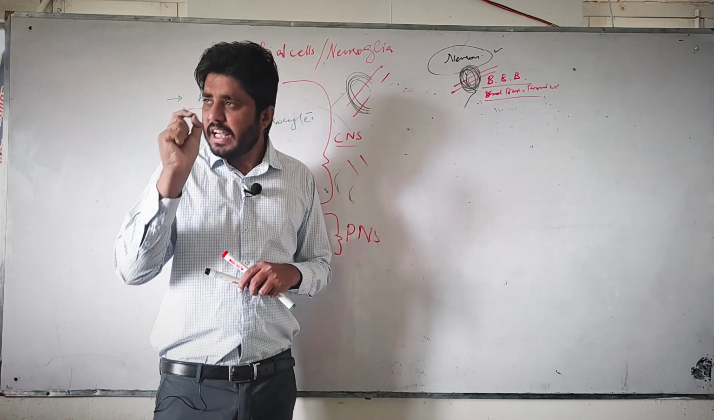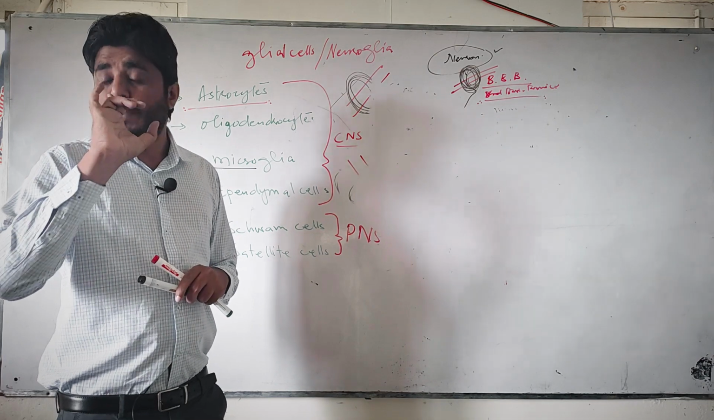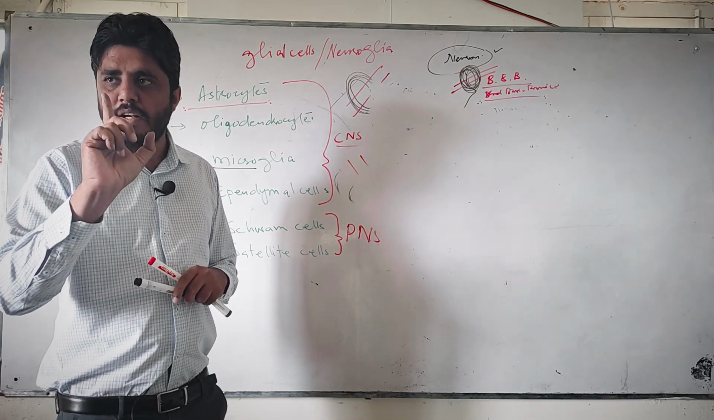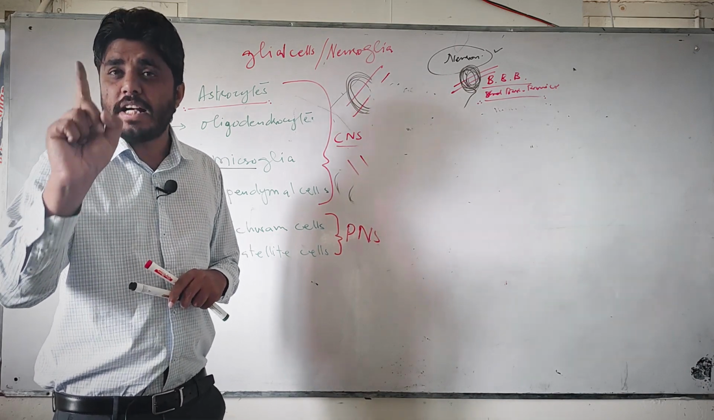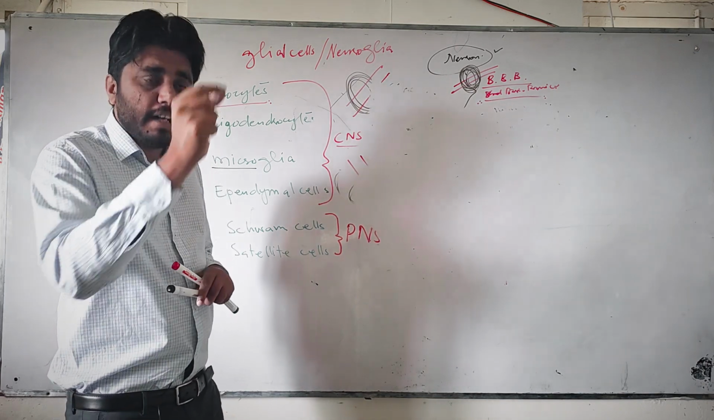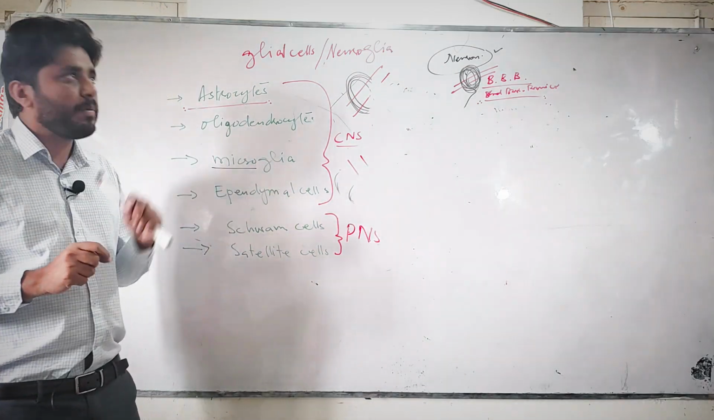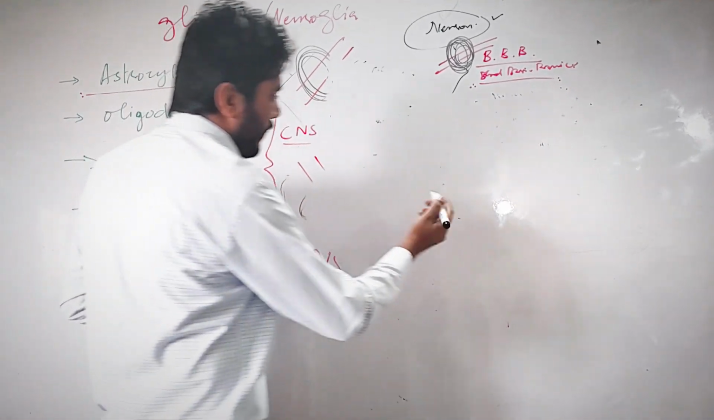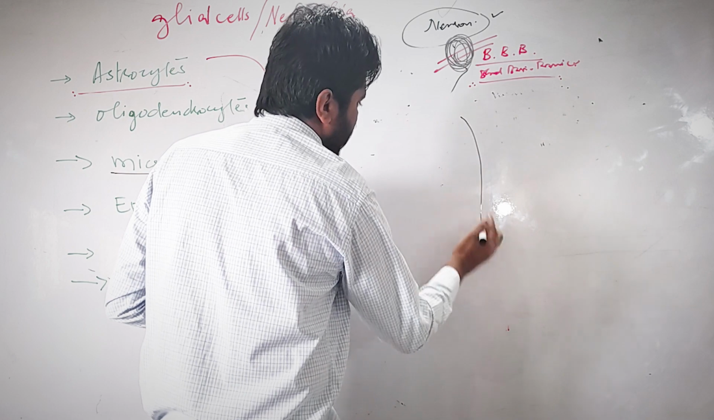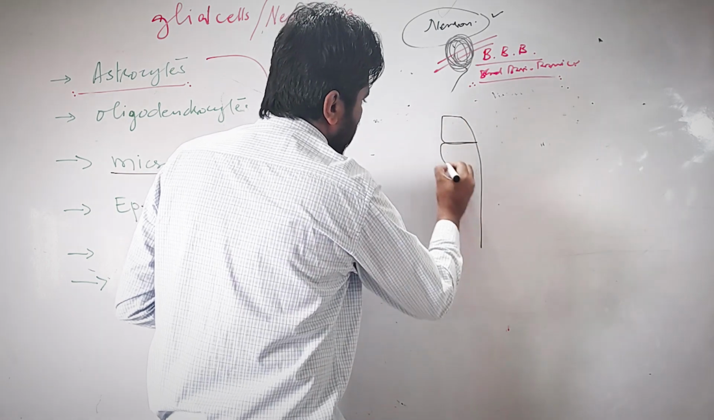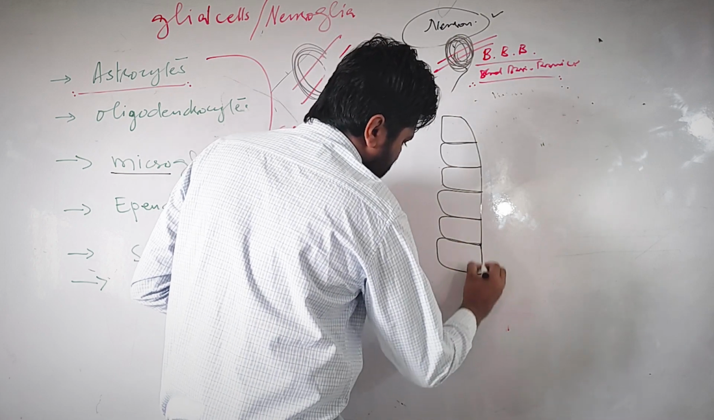So, the ventricles of the brain and the central canal of the spinal cord. Listen again carefully. The ventricles of the brain and the central canal of the spinal cord have a lining of cells. You know why they are called epithelial cells, these ependymal cells? Because if this is a cavity, they are like epithelium, like they are cuboidal in shape.